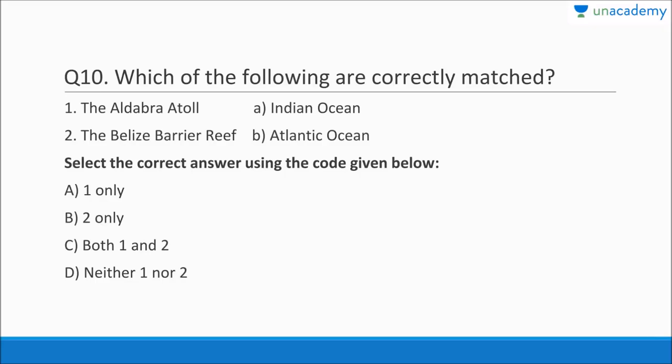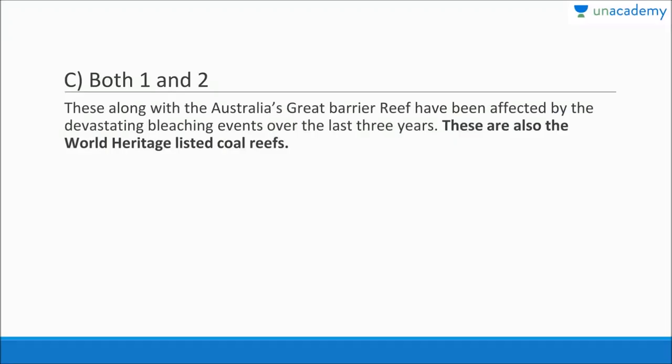And last, question number 10. Which of the following are correctly matched? The Aldabra Atoll, Indian Ocean; the Belize Barrier Reef, Atlantic Ocean. Answer here is C, both 1 and 2. So these, along with Australia's Great Barrier Reef, have been affected by the devastating bleaching events over the last 3 years, and these are also the World Heritage listed coral reefs.